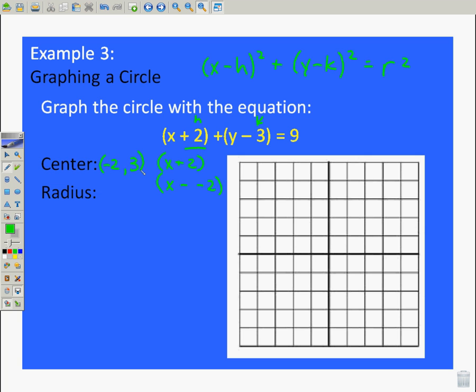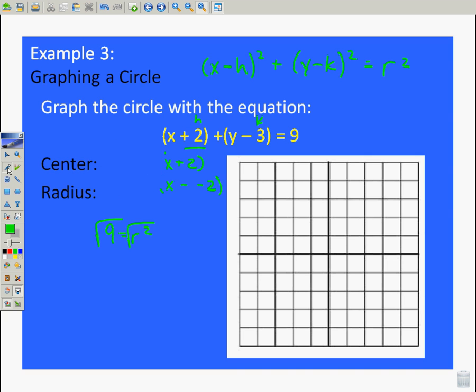And my radius, this is my radius squared. So 9 is equal to radius squared. So I'm going to take the square root of both sides. So the radius is 3. This is my answer right here. Okay? When I have this, I'm not crossing that out. Don't worry.